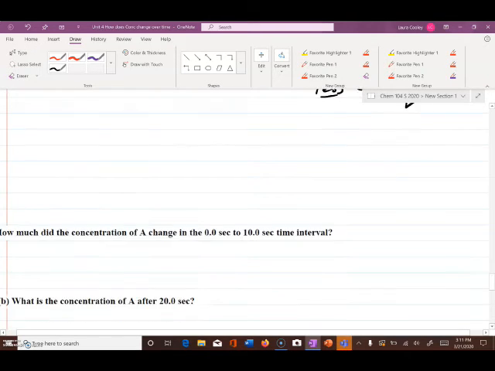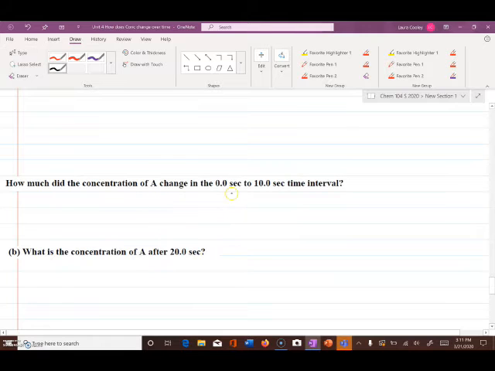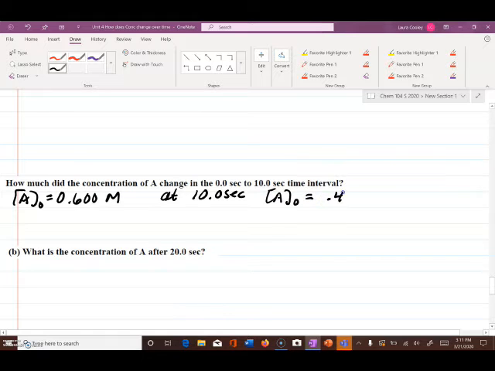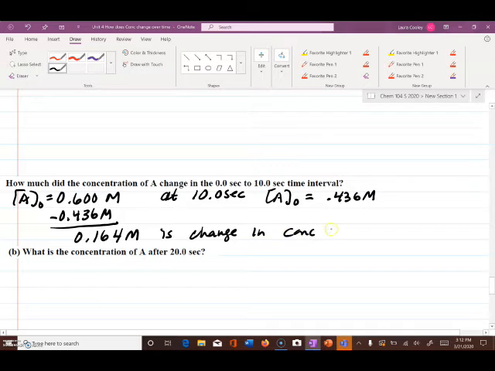Okay, so the next question is, how much did the concentration of A change in that 10-second time interval? We started with 0.6 molar, and that was the initial. At 10 seconds, the concentration of A was 0.436 molar, so we just subtract. It ends up with 0.164 molar as the change in the concentration of A in 10 seconds.